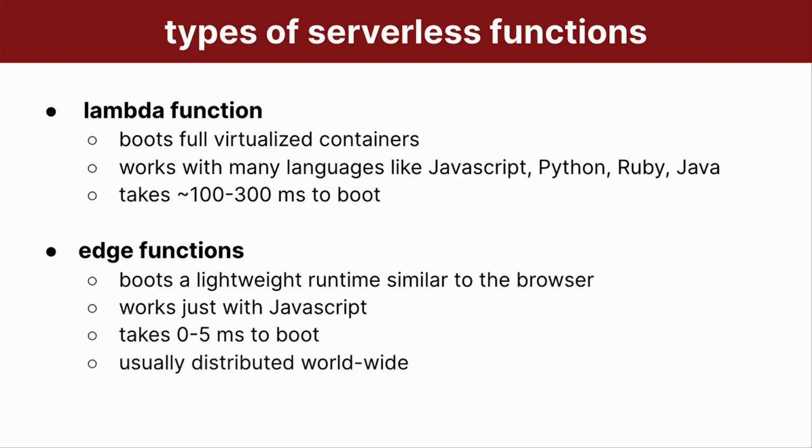And usually, these edge functions are distributed worldwide, so it's the closest to a user. So if you have a user in Japan, it will get the edge response from Tokyo. If you have a user in Vienna, it will get an edge response from Frankfurt or maybe Vienna even.